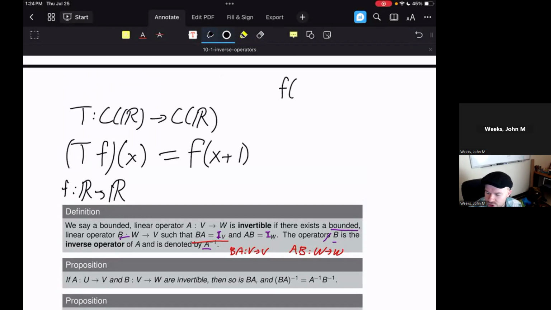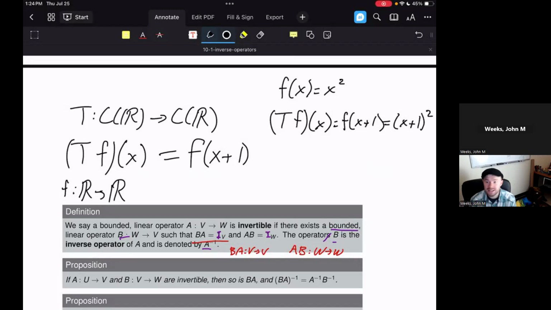Let's say that you start with a function f of x is equal to x squared. Then T f, mapping a continuous function on the reals, will have to also give me a continuous function on the reals. And here's how I'm going to define that function. T f of x is going to be just f of x plus 1, which would give me x plus 1 quantity squared. Another continuous function. What did it do? It took the graph of the function f of x equals x squared, and it shifted it to the left by a unit of 1. That's what this operator T does to the graphs of these functions. It shifts it over to the left by 1.